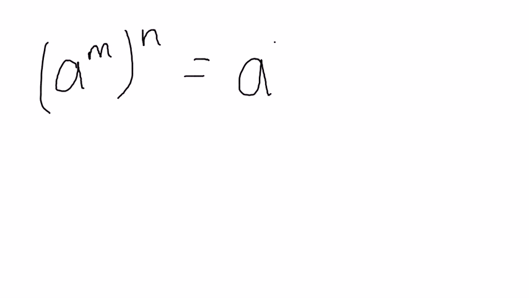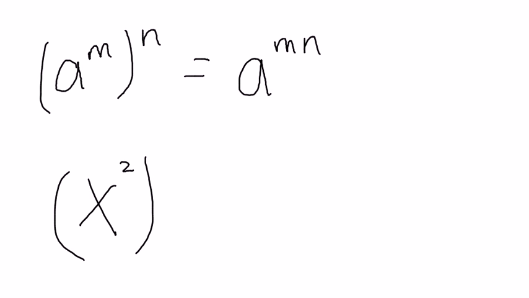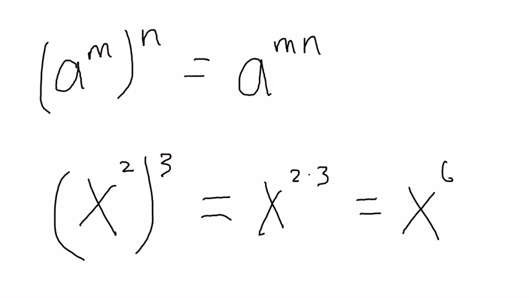We'll go over a third one. We have a to the m, to the power of n. This simply becomes a to the m n, which is a to the m times n. If you look at an example, x to the 2, to the 3, this becomes x to the 2 times 3, which is x to the 6th.